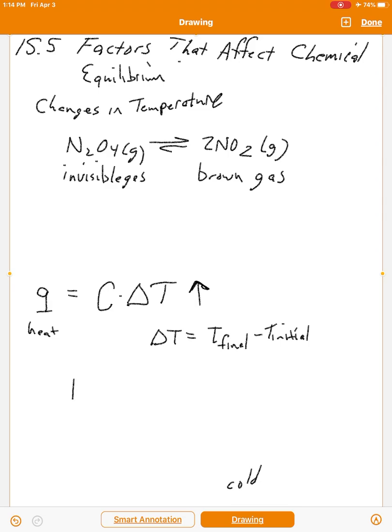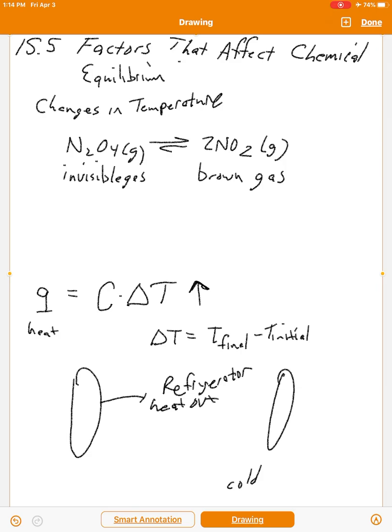So if I take this glass container and I put it in a refrigerator, really what we're doing is we're transferring heat away from the gas. On the other hand, if I put it in an oven, what I'm doing is I'm transferring heat in from the oven. The oven is transferring heat into the gas, into the mixture of gases. So we can put heat in or we can put heat out.